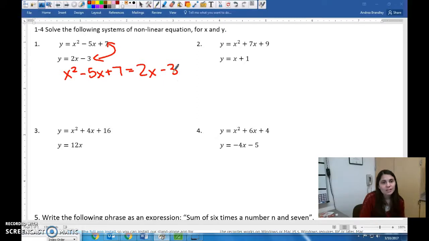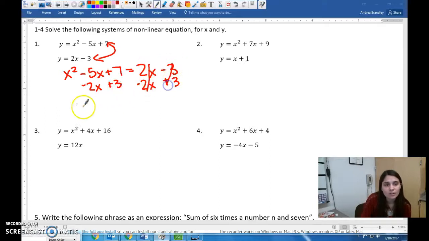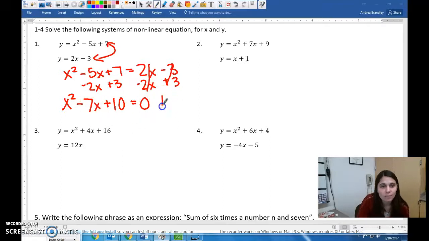And in order to solve this, I need everything on the same side of the equal sign. So I'm going to subtract 2x and add 3, subtract 2x and add 3, so that these cancel, and I have x squared, negative 5x minus 2x is a negative 7x, and 7 plus 3 is 10, and that's set equal to 0. So now I can factor this just like we were doing on the front page. So I have a times c is 1 times 10, which is 10, and b is a negative 7.